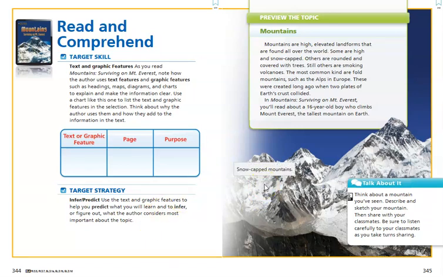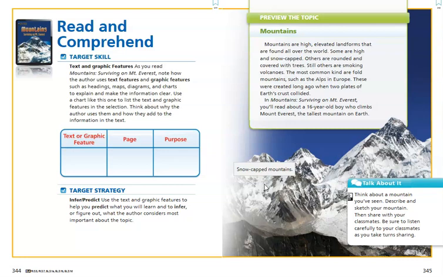Previewing. Mountains are high, elevated landforms that are found all over the world. Some are high and snow-capped. Others are rounded and covered with trees. Still others are smoking volcanoes. The most common kind are fold mountains, such as the Alps in Europe. These were created long ago when two plates of Earth's crust collided.